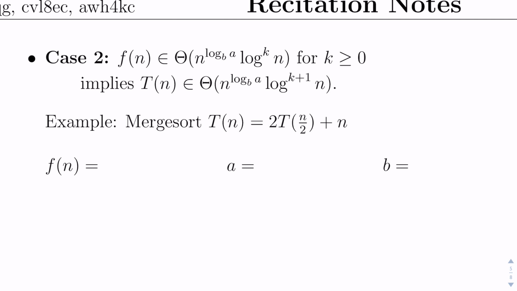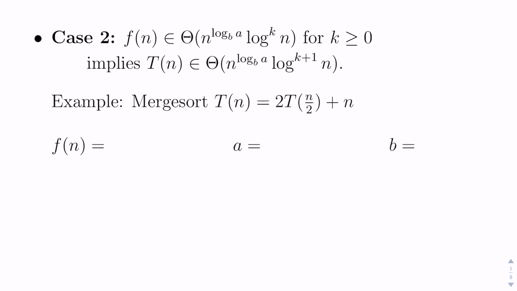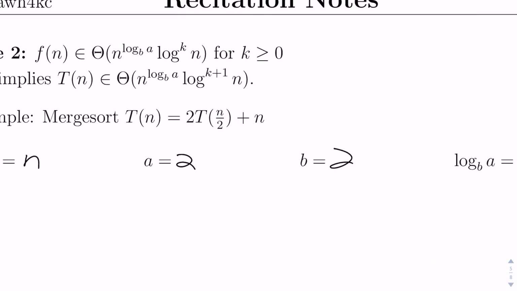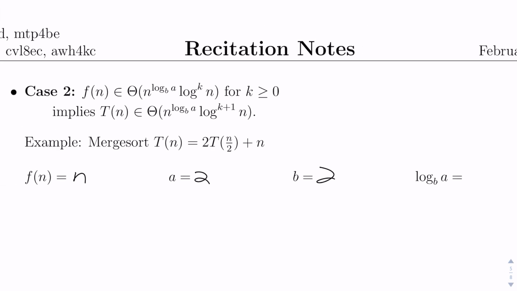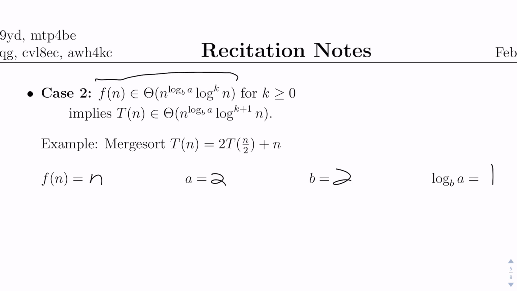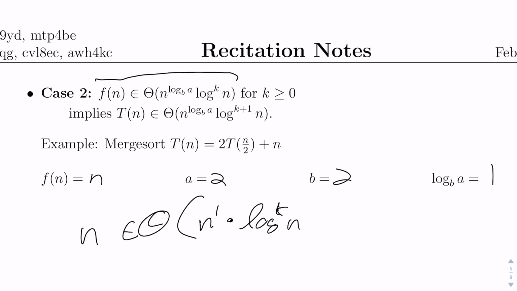So this one's a little more complicated because of the k, but we're just gonna plug and play our functions and see what happens. What's f of n? Right? What is our a here? Good. Our b? Right? See, this is pretty easy, right? Log base b of a? Right, there we go. So now we want to check this case up here. We want to make sure that f of n is big theta of n to the log base b of a times log to the k of n. So we want to see, is n in theta of n to the 1 times log to the k of n.